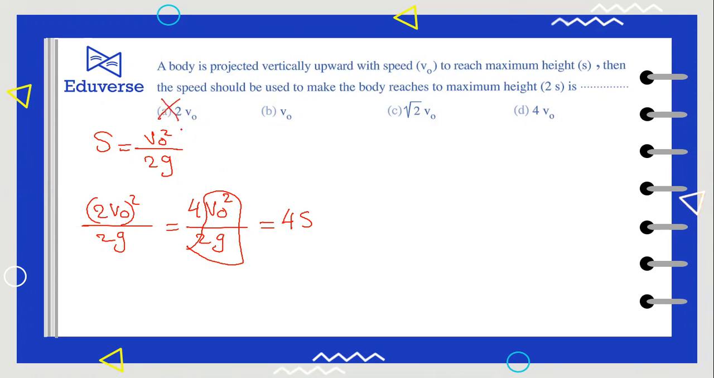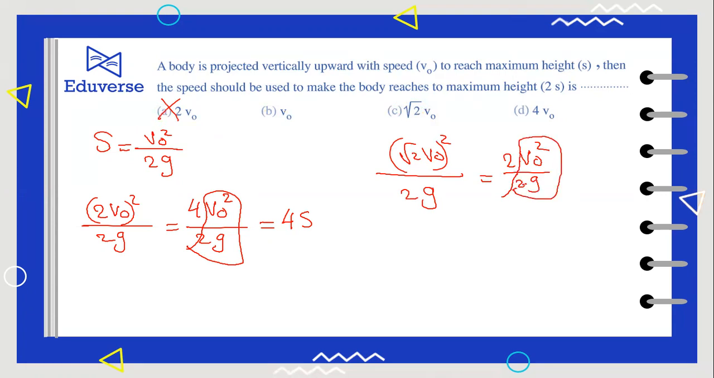Next one, if I put v naught equal v naught, then equal s, no change. Option C. If I put v naught equal root 2 v naught, then root 2 v naught to the power 2 over 2g. Root 2 squared, it will be 2 v naught squared over 2g. This expression equals 2s. That's the right answer.